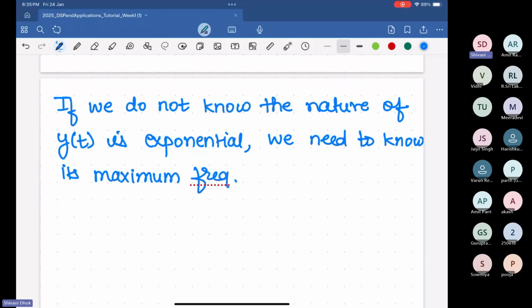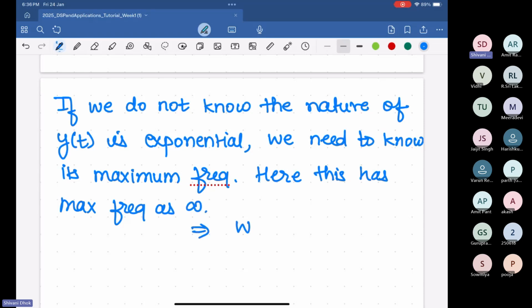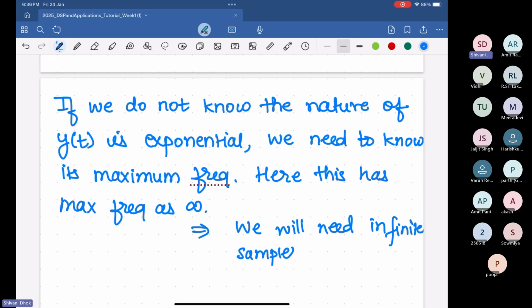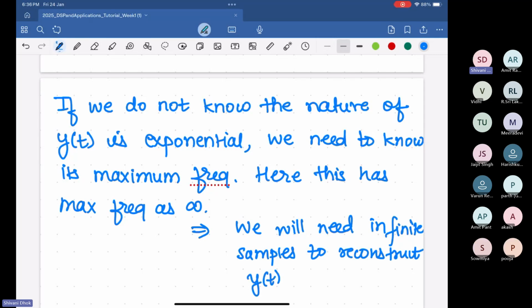And in this particular situation, if you find its Fourier transform, this has maximum frequency as infinity, which means we will need infinite samples to reconstruct y of t. Is it clear? Any questions here?